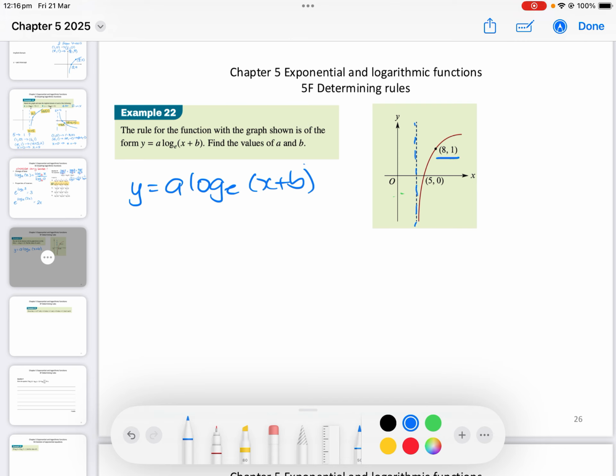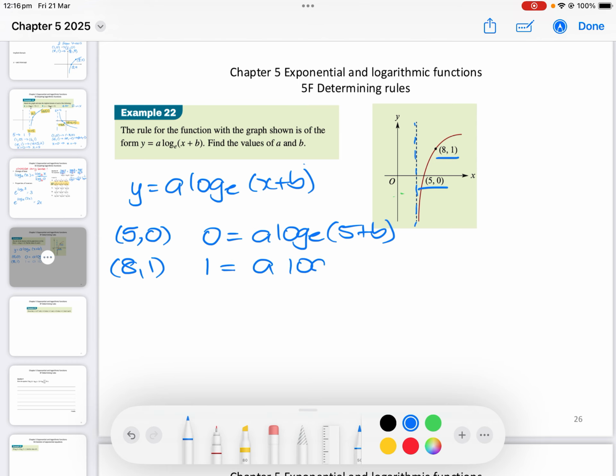I sort of think it might be 4, but I can't just make a guess. But I do know 2 points. I know that when x is 5, y is 0. I know I've got 8, 1, so 1 equals a log of 8 plus b.